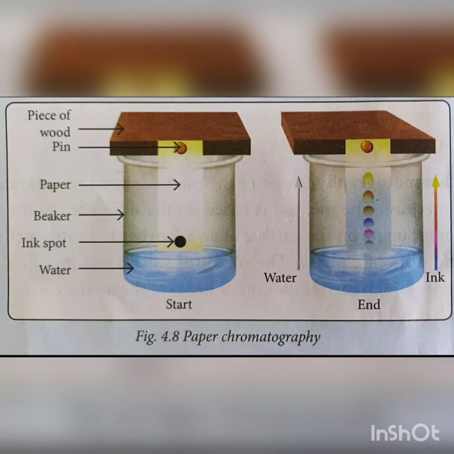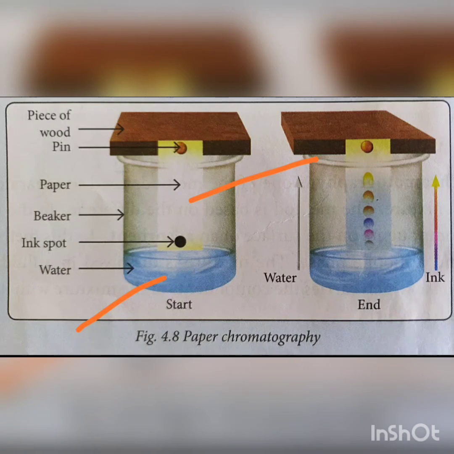Now we will do an activity to separate different colors of a marker pen ink. For this, the materials required are a black marker pen, filter paper, a beaker, a piece of wood, a pin, a pencil, a paper plate and some water. Put a small amount of water in the beaker so as to barely cover its bottom. Cut the filter paper into a rectangular strip.